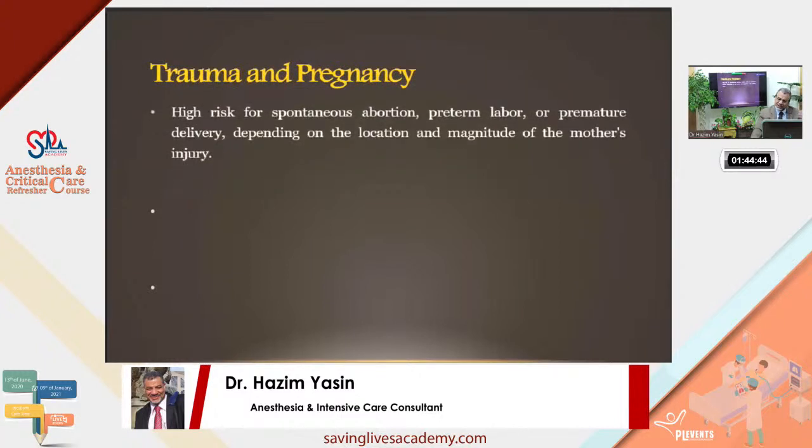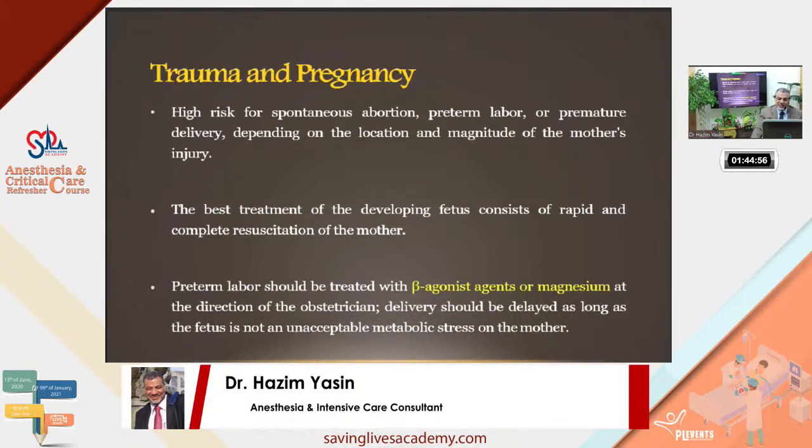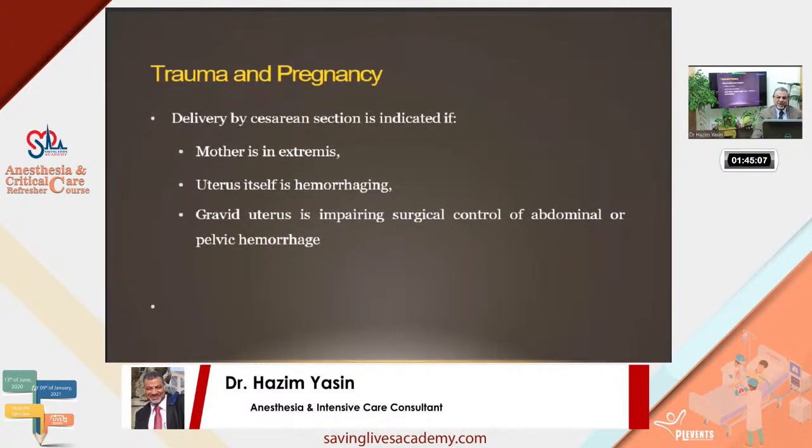Trauma and pregnancy carry a high risk for spontaneous abortion and preterm labor. The best treatment for the fetus is proper treatment of the mother. Beta agonists and magnesium can help. When we can, we should terminate the pregnancy immediately if the mother is in extremis, the uterus itself is traumatized, or the gravid uterus is impairing surgical control. The surgeon cannot go through the traumatized organs in the abdomen with the big gravid uterus.